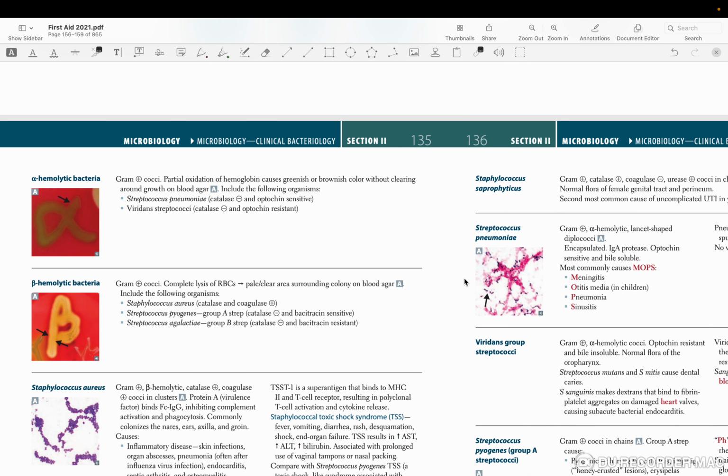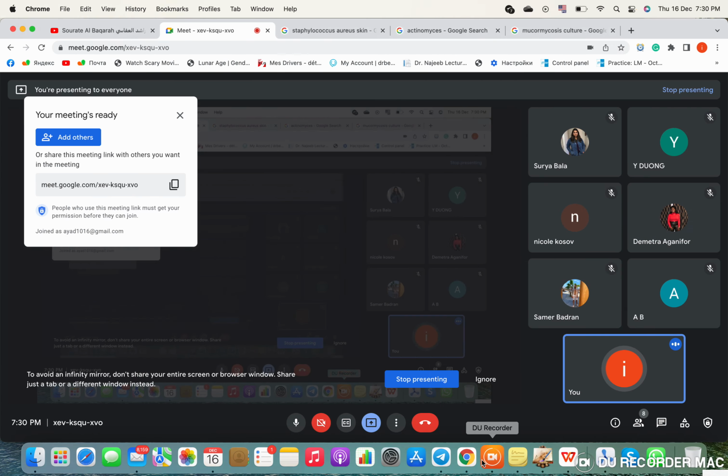Alpha hemolytic bacteria are gram-positive cocci. They have partial oxidation of the hemoglobin, which leads to creation of a greenish or brownish color, without clearing around a growth on the agar, which means partial hemolysis and only a change in the coloration. The bacteria that do this on Sketchy, you can see them in the same video, which is this one.